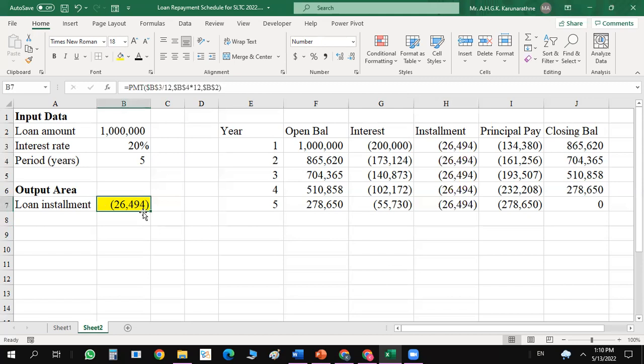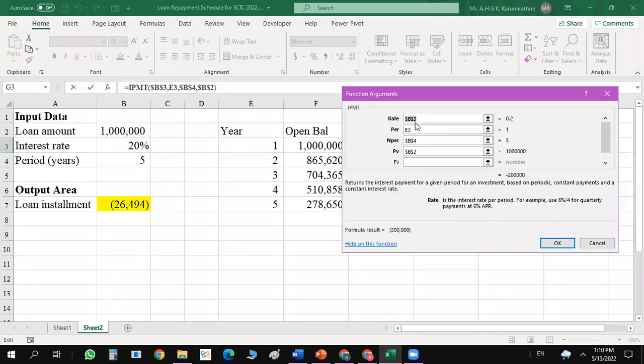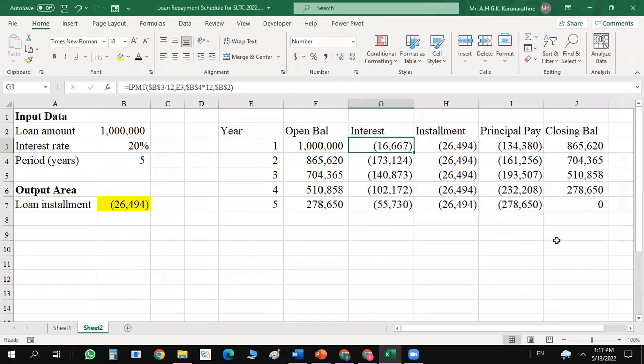Then interest computation. Again, the interest computation formula is here. We'll adjust it. If it's monthly, again the rate should be divided by 12. PER is the corresponding period, 1 here. Then the NPER, number of periods, should be multiplied by 12 because 5 years is 60 months. Present value, leave it constant like this.